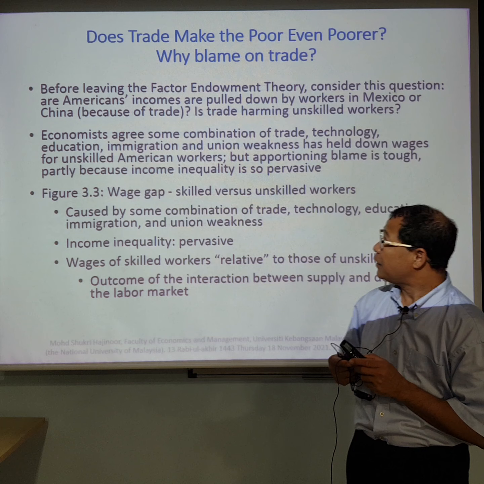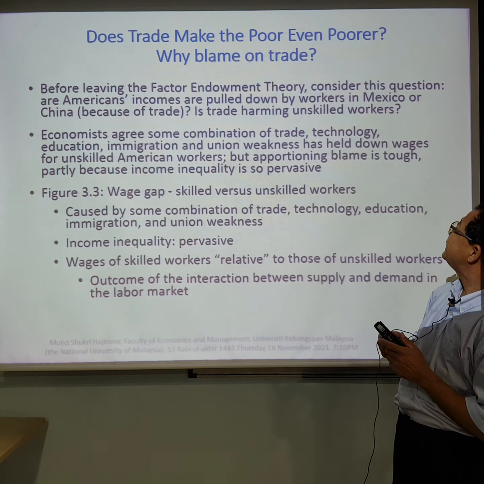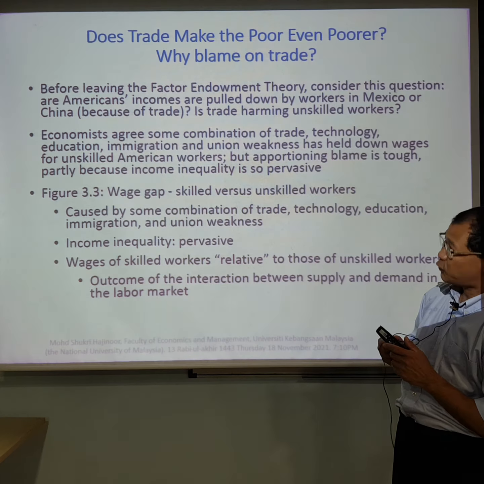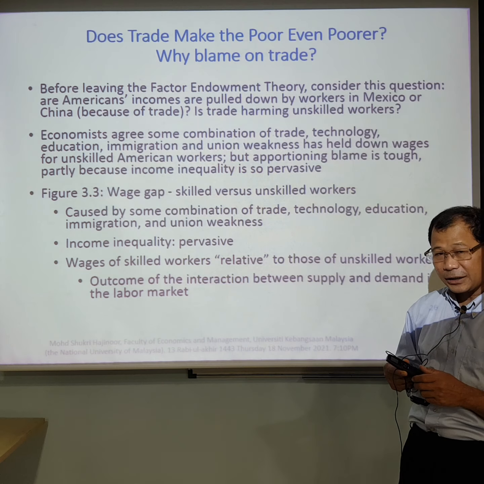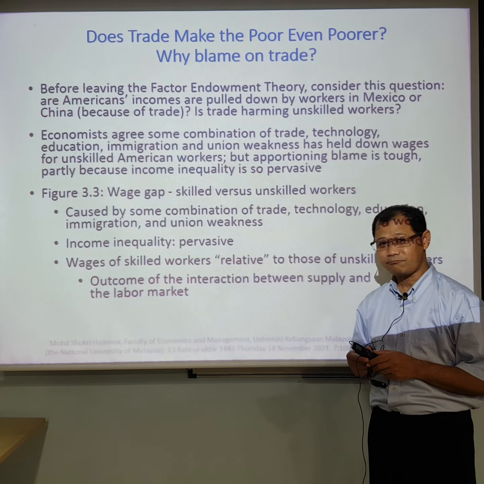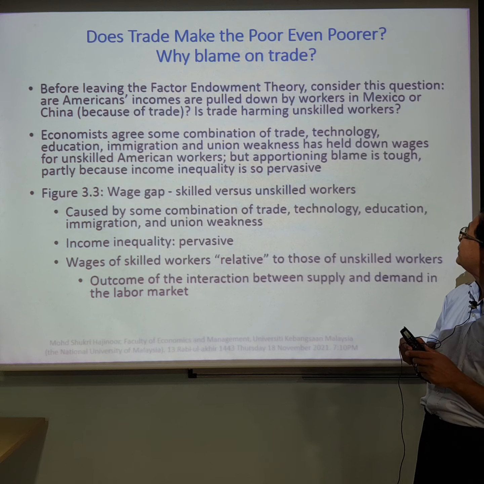Today, we're going to discuss this topic: whether international trade causes the poor to become poorer. Before leaving the factor endowment theory of Heckscher-Ohlin, consider this question. Are Americans' incomes being pulled down by workers in Mexico or China because of international trade? Number two, is trade harming unskilled workers?